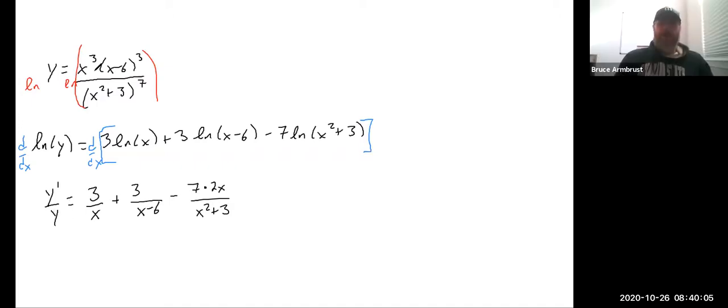Multiply the y. Yep, we need to get rid of that y. We need to multiply by the y, and we'll substitute it back in with all of this garbage. So y prime then is going to be 3 over x plus 3 over x minus 6 minus 14x over x squared plus 3, all of that times y.